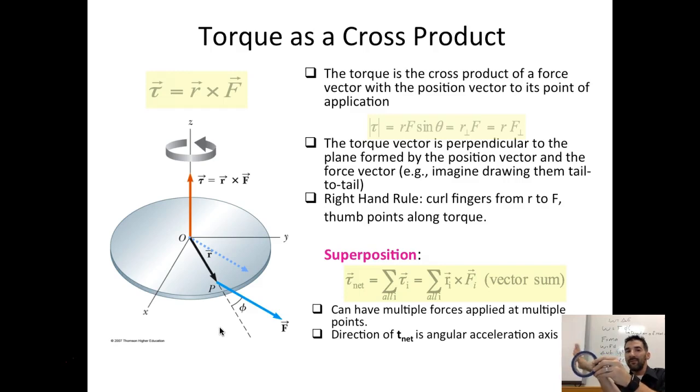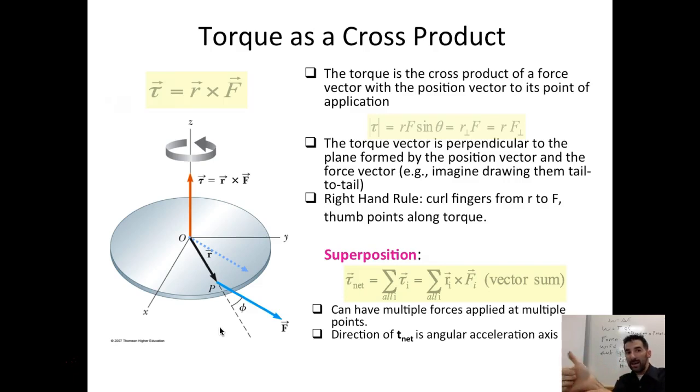Then I curl my fingers in the direction of motion. So if I look, it's turning that way on my screen. So I'm going to curl my fingers, get that back on the screen, in the direction of motion. Curling my fingers in the direction of motion would give that its rotational velocity. My thumb right now is pointing away from you, or out of the screen.